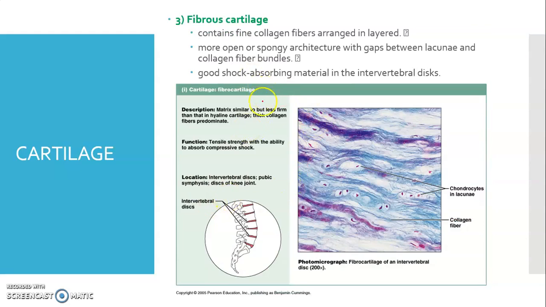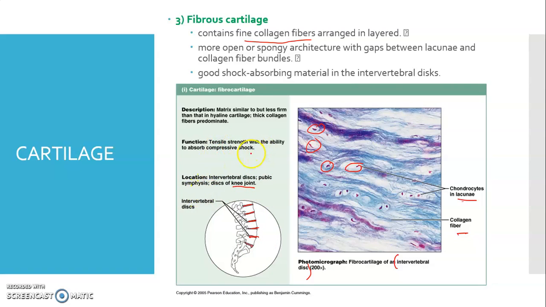Then next is the fibrous cartilage. This one contains fine fibers arranged in layers. You look here, it also consists of the lacuna. This is the lacuna that contains the chondrocytes, or the cells of the cartilage, and it doesn't have the elastic fibers, but it has collagen fibers. This is an example at the vertebral disc, in the intervertebral disc, around here. This is where the fibrocartilage can be found. And also around the knee joint, and also at the pubic symphysis.